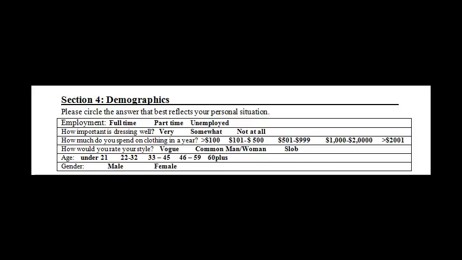So in your demographic section, you have asked your respondents certain questions. Typically, they're usually circling their answers. So in my example, I had employment. Are you full-time, part-time, unemployed? How important is dressing well? I have very, somewhat, not at all. So I need to tally the respondents' answers because I'm looking for the mean scores of the overall collective responses.